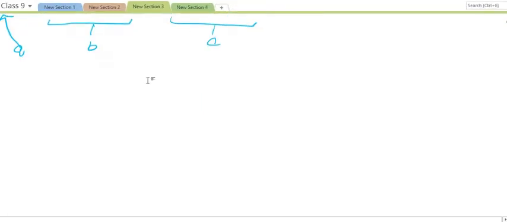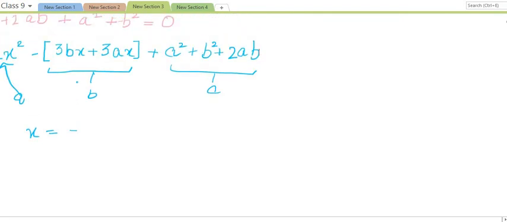Just put these in the given formula, which is x equals minus b. There is also a minus sign in b, so it becomes minus minus, which becomes plus b, which is 3a plus 3b. Clear?